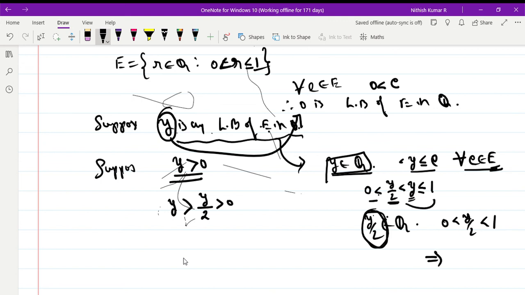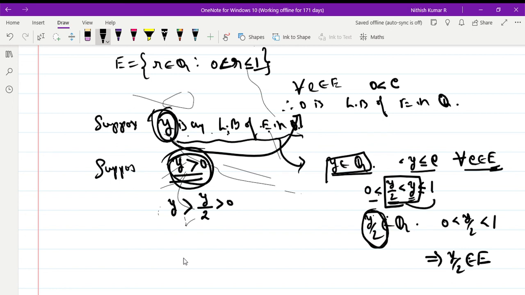This implies y by 2 belongs to E, but we have y by 2 is less than y. What do we know about y? y is a lower bound. That means y must be less than or equal to every element of E, but we got y is greater than an element of E. It's a contradiction to the fact that y is a lower bound. We got the contradiction because we assumed that y is greater than 0.